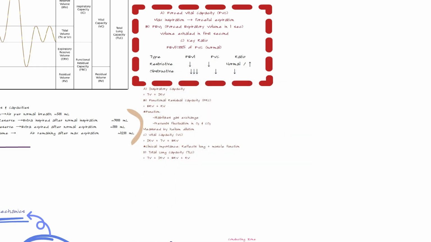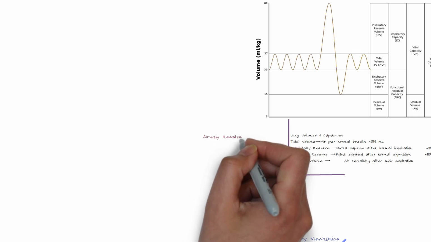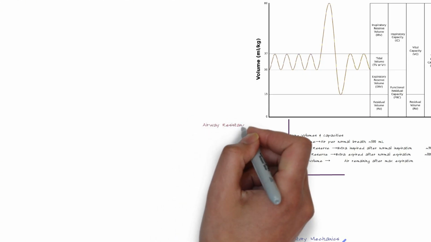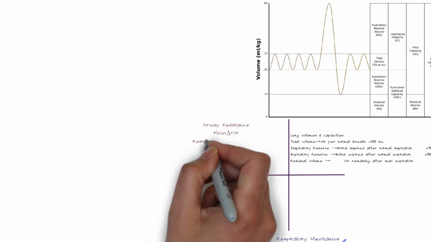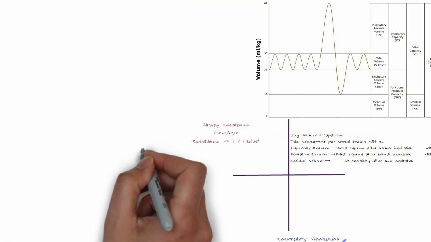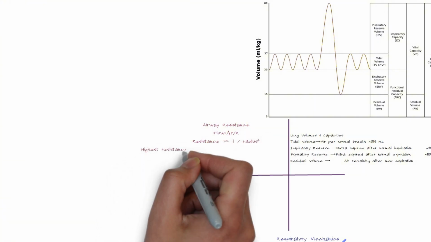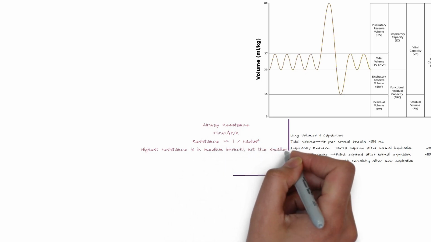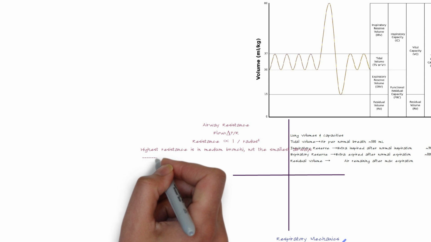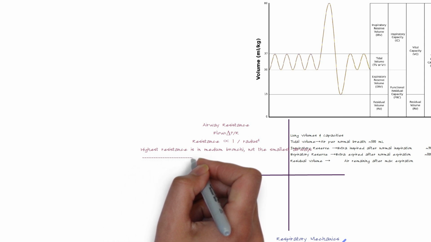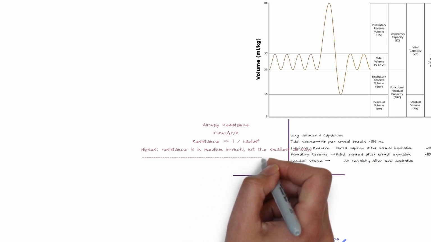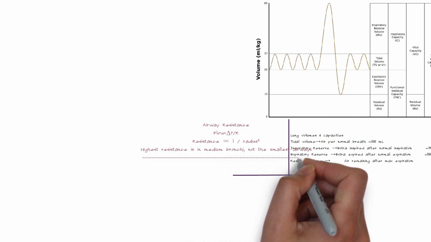Now let's move to the second point, the airway resistance. Remember that flow equals pressure over resistance, and the resistance is inversely proportional to the radius. So here, remember, in the airway, the highest resistance is present in the medium, and not the smallest airway. Surprise, yes. Despite the small airway having a small radius, here we depend on the cross-sectional area.